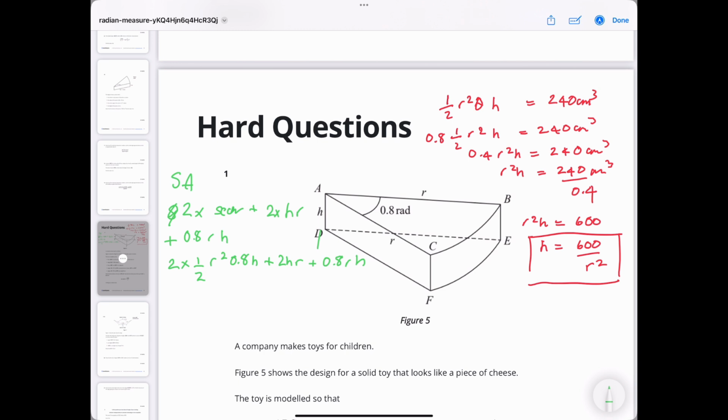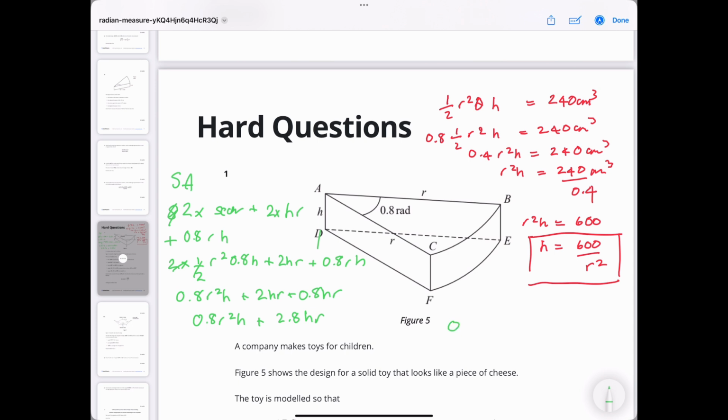That's all of that. And then that's 0.8 r squared h, because the 2 and the half cancel each other out, plus 2hr plus 0.8 hr, which is 0.8 r squared h plus 2.8 hr. Okay, and now we need to put in the h's, because I don't think I can do anything else with that.